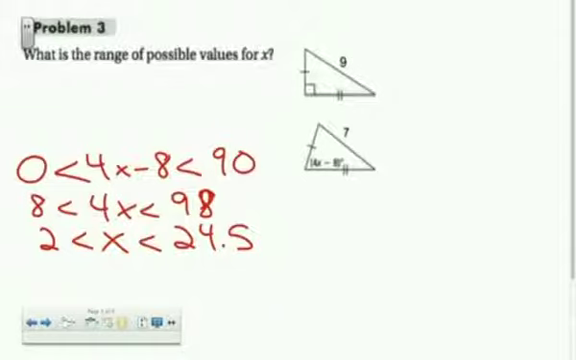Yes, ma'am. The hinge theorem says if two triangles have two pairs of congruent sides, but their included angles aren't congruent, then whatever inequality exists between those angles also exists between sides. Don't get hung up on the name of the theorem. Make sure that you can apply it.